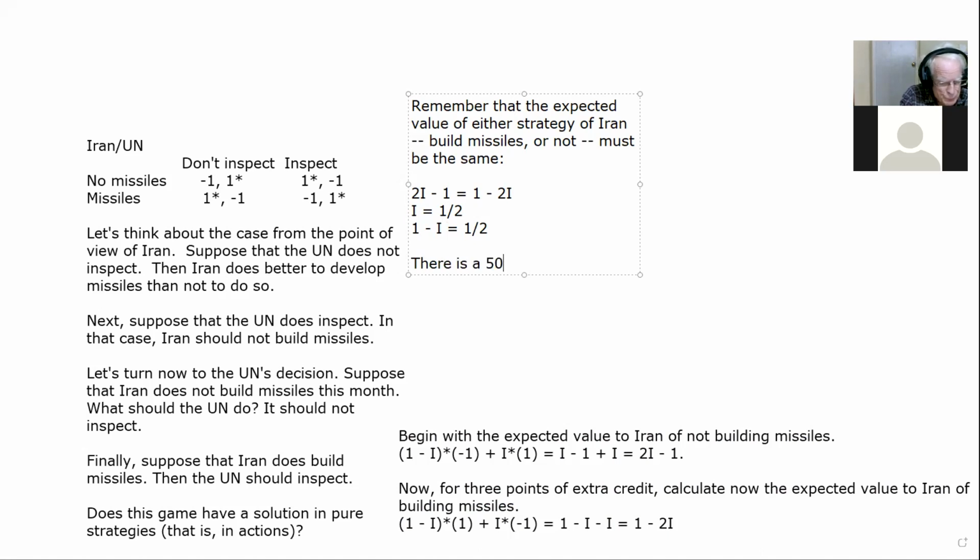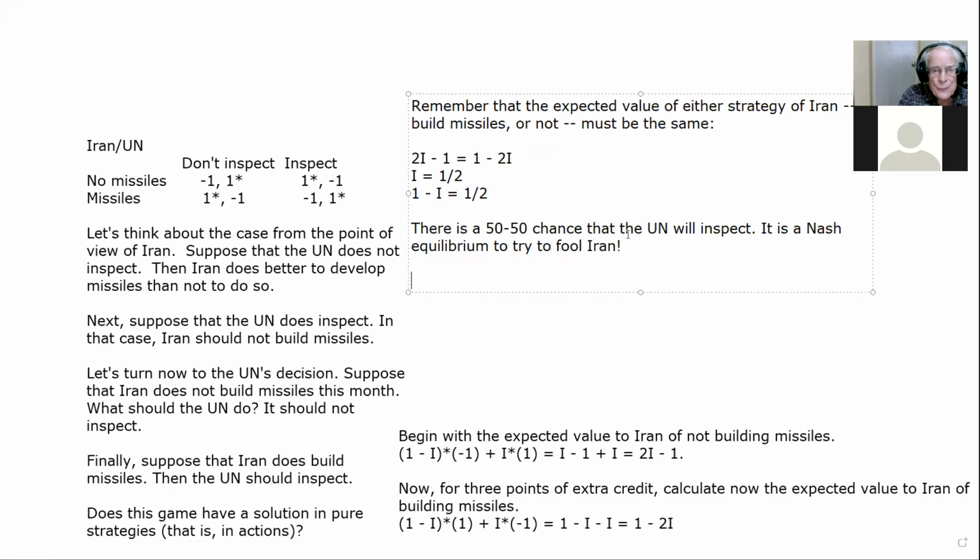So there's a 50-50 chance that the UN will inspect. So that is an equilibrium for the mixed strategy, that's the idea. It would be so fun in the game.